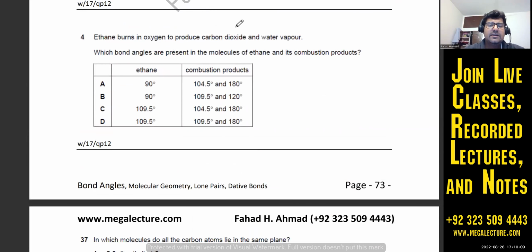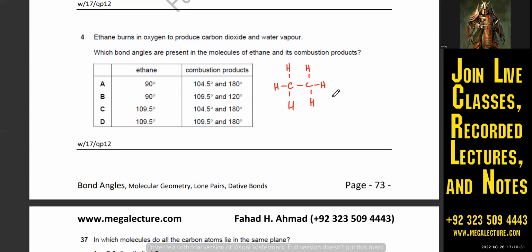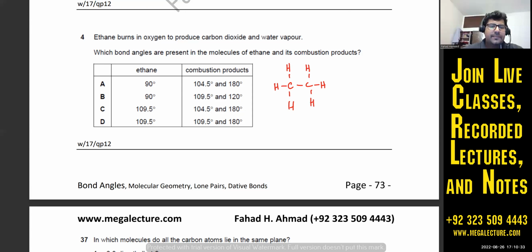अच्छा, ethane burns in oxygen to produce carbon dioxide and water vapors. ठीक है? What bond angles are present in the molecules of ethane and its combustion products? So ethane is, Google कर लो, ethane is 2 carbons with 6 hydrogens. अच्छा, so look at the carbon atoms. कितने bonds बना रहे हैं carbon atoms? 4. तो 4 की shape क्या होगी?